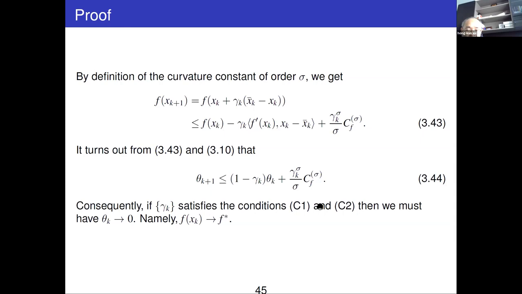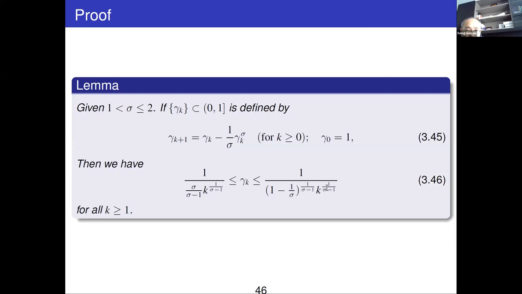So we need to solve this inequality. Of course, you cannot exactly solve the inequality. We need to estimate, because gamma k is determined by this recursion process. So then we can prove this. It looks a bit complicated. Gamma k is more or less capital O of 1 over k raised to the power 1 over sigma minus 1. We need to prove this.